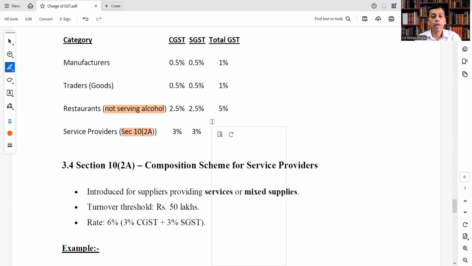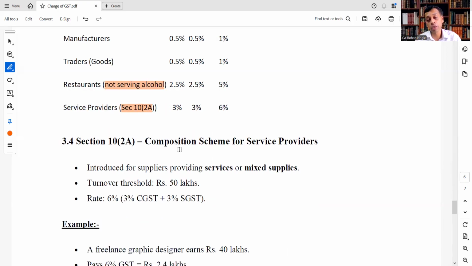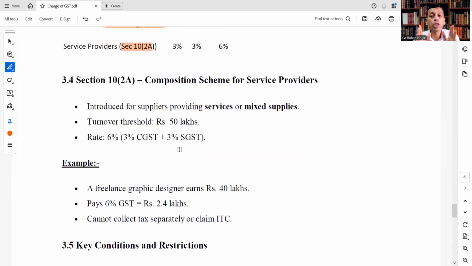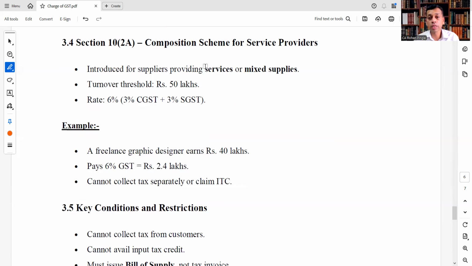Let's move on to section 10, subsection 2A, that is the composition scheme for service providers. We discussed the composition scheme for suppliers of goods. Now we will discuss the composition scheme for service providers. Introduced for suppliers providing services or mixed supplies. The turnover threshold limit is rupees 50 lakhs, and not 1.5 crore or 70 lakhs. The rate is 6%, that is 3% CGST and 3% SGST, for the composition scheme for service providers, and it is covered under section 10, subsection 2A.